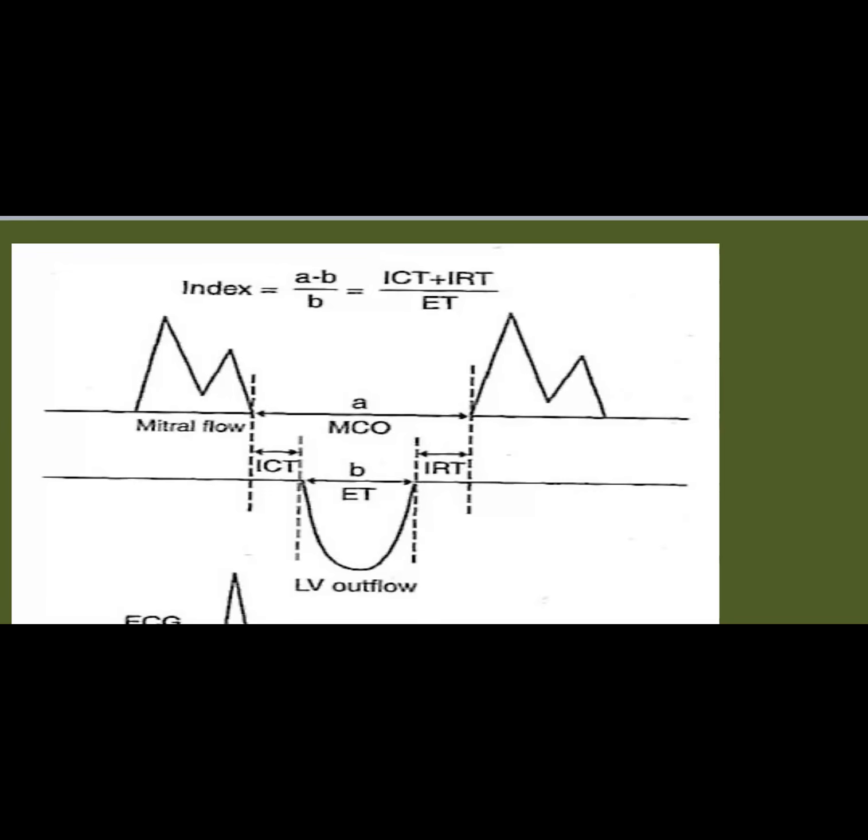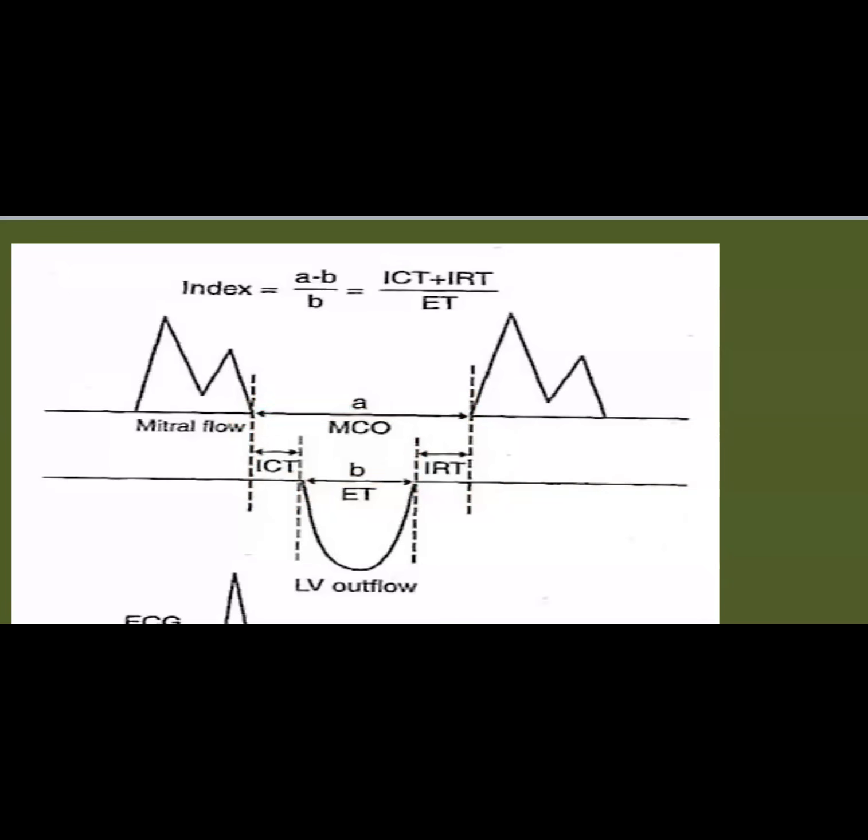How do I calculate that? No problem. The easiest way is you measure the whole time from this one to this one. That is A. And then you measure the time from the LV outflow beginning to the end. This is B. The subtraction of the two will give me the summation here. So A minus B is equal to ICT plus IRT. And I divide that by B, which is the ejection time, and I get the value of the TEI index. I wish you understand it.